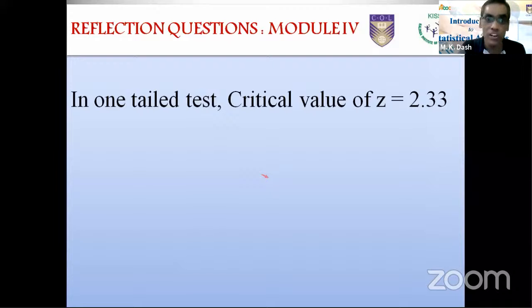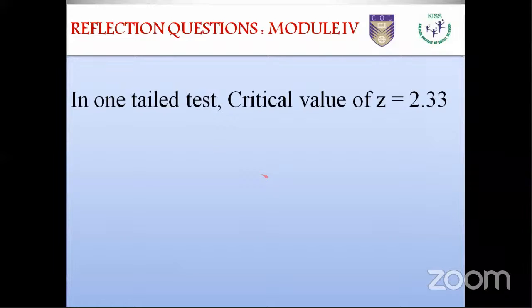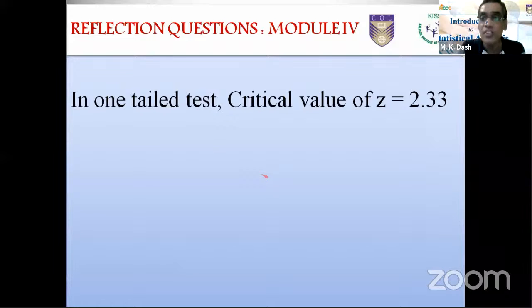Critical value at 0.01 for a one-tailed test is 2.33. We are not using 2.58. Don't use 2.58. Those who use 2.58, the answer will be wrong, because 2.58 will hold good if it is a two-tailed test. As it is a one-tailed test, the critical value is 2.33. So we have to make the comparison with the critical value 2.33.